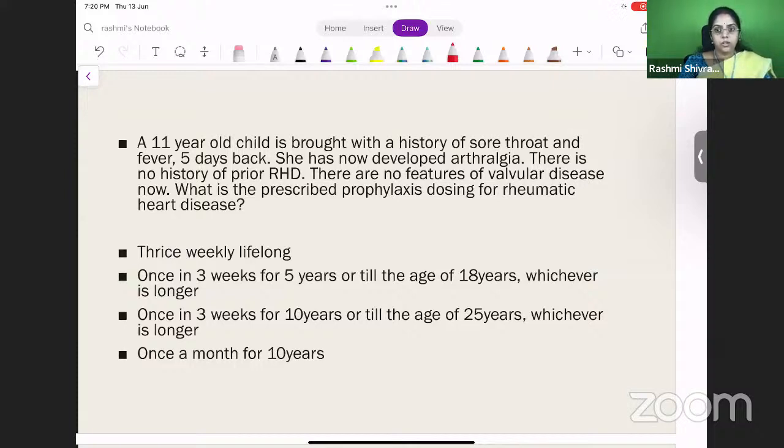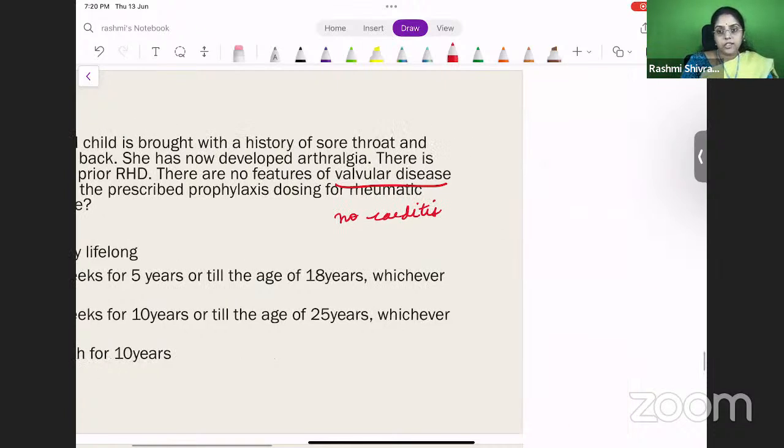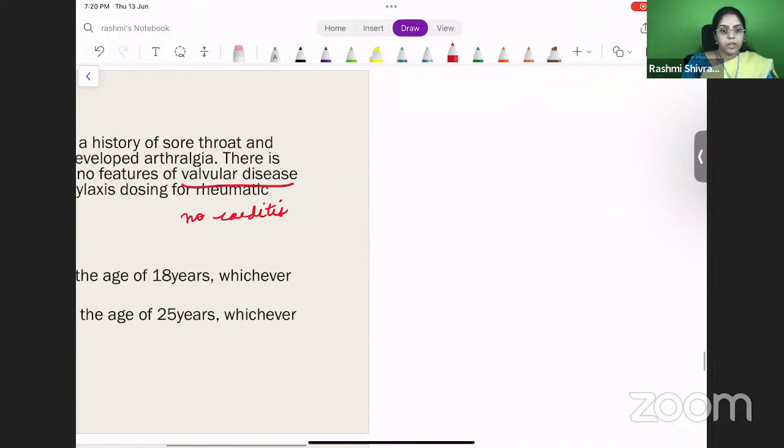So what is the plan for treating these patients with prophylaxis? The patient is 11 years old now and is not having any valvular disease right now. So there is no valvulitis, there is no carditis. Again, this is very high yielding and very commonly asked in your exams, so you must remember this by heart.